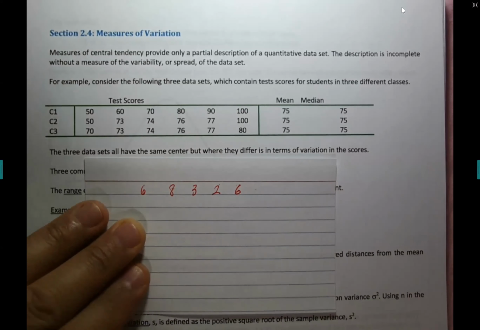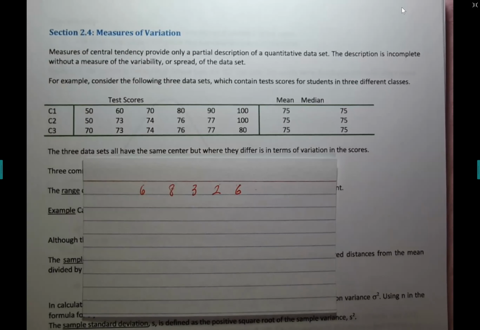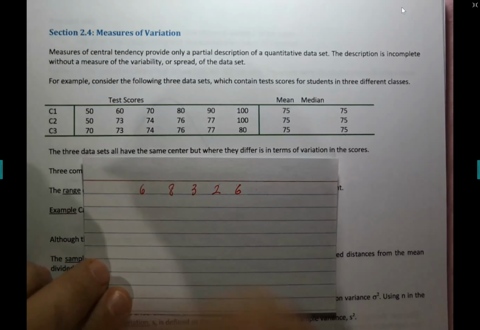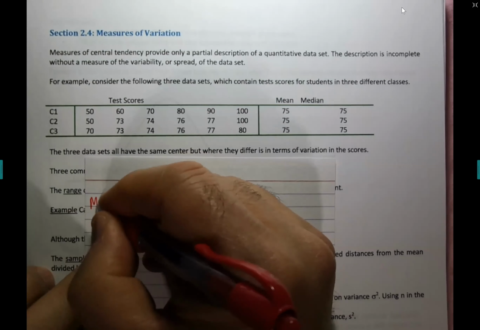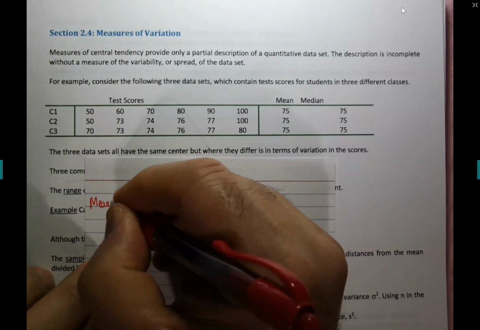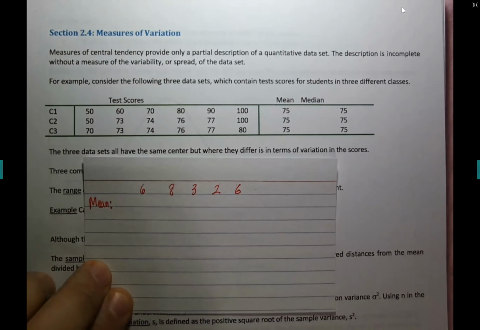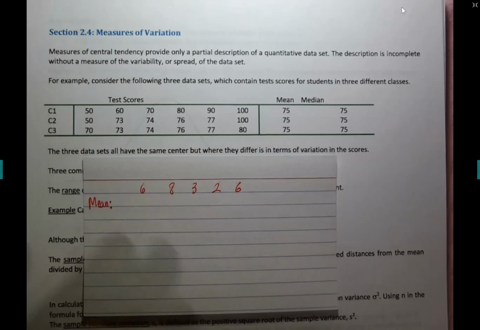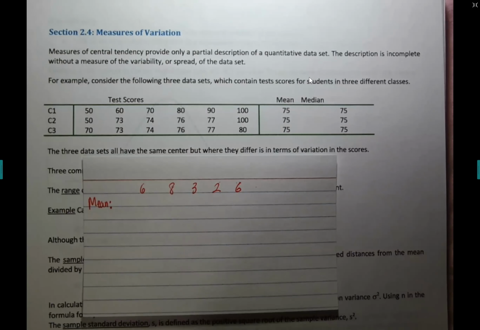Okay. Here's the data set that has 5 values. Please pay attention to it to explain what the standard deviation is. First of all, can you guys help me find the mean? What would be the mean of this data set? You can take a few seconds to find it.